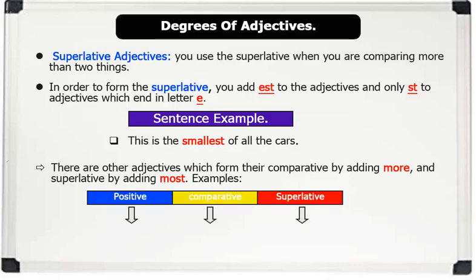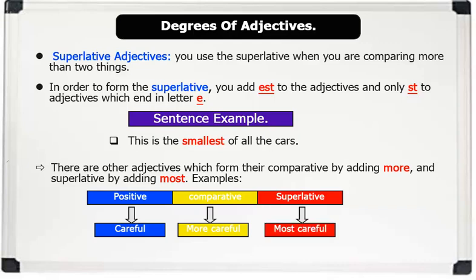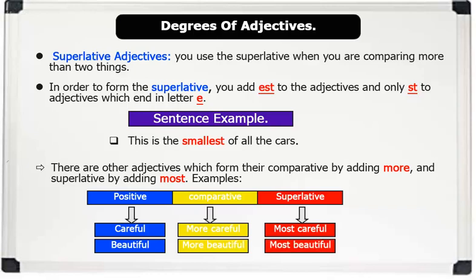Examples. 1. Positive, careful. Comparative, more careful. Superlative, most careful. 2. Positive, beautiful. Comparative, more beautiful. Superlative, most beautiful. Let's go over to irregular adjectives.